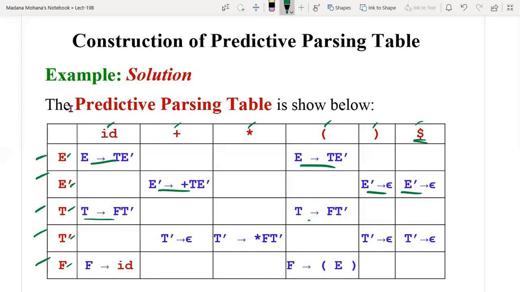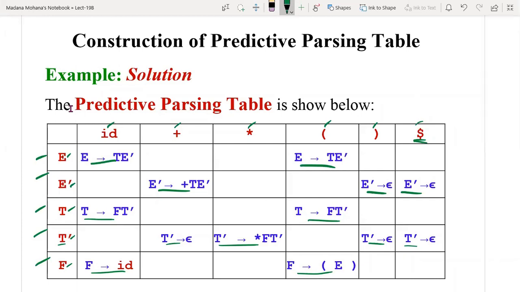Then T on left parenthesis we have T derives FT dash. Then T dash on plus we have the null production, T dash derives null. Then T dash on star we have T dash derives star FT dash. Then T dash on right parenthesis and dollar we have the null production, T dash derives null. Then F on ID we have F derives ID. Then F on left parenthesis we have F derives E within parentheses. Now all remaining entries you can keep blank.